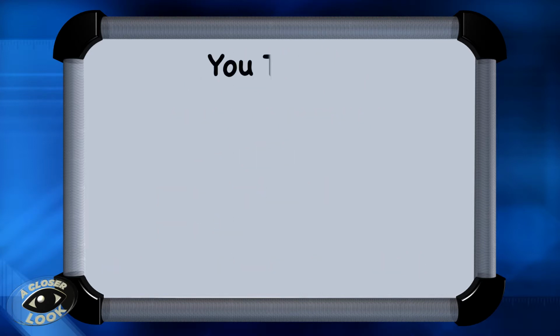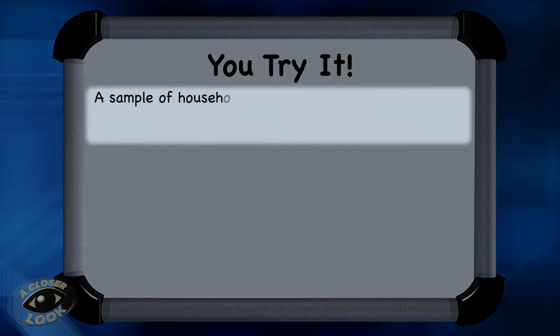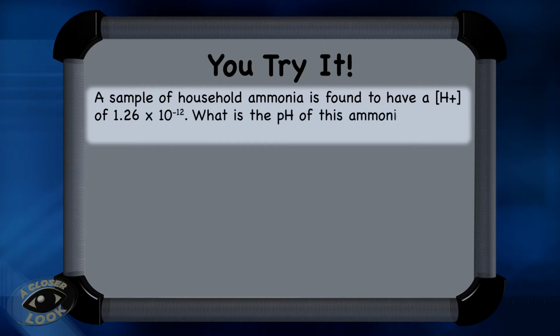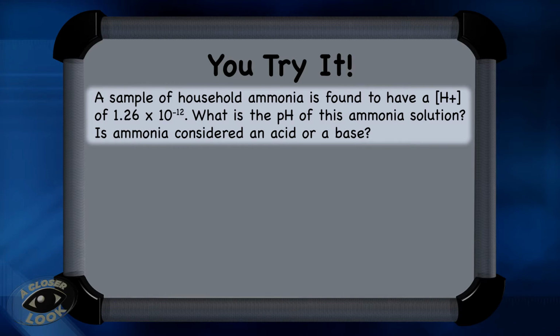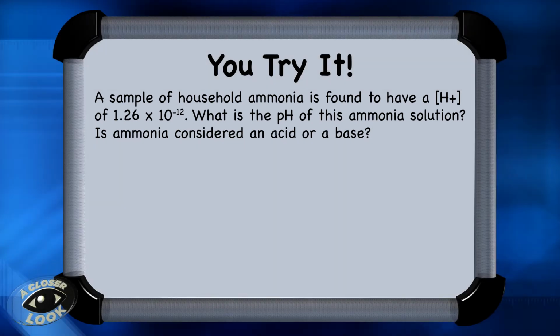Here's one for you to try. A sample of household ammonia is found to have a hydrogen ion concentration of 1.26 times 10 to the negative 12. What is the pH of this ammonia solution? And is this ammonia solution considered to be an acid or a base? When you're ready, press pause, and once you think you have the answer, press play and check your work.